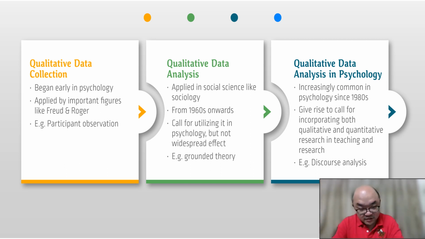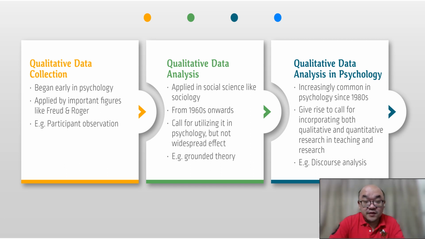It started being applied in social sciences, in fields like sociology, then marketing, etc., only from around 1960 onwards. We'll go through the history briefly later. Early scientists called for it to be utilized in psychology, but it was not really adopted until now, in the year 2000 plus. Examples are grounded theory, which I mentioned, where there's theory testing using qualitative methods, and thematic analysis, which we'll talk about later in Unit 4.